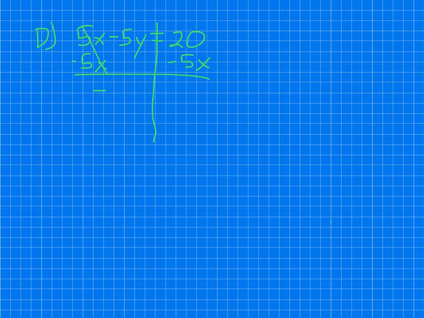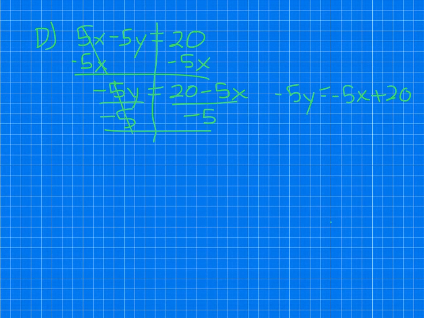We will have -5y left over, and we have 20 minus 5x. We could also write that as -5y equals -5x plus 20. We can rearrange them as long as the signs for each term stay the same, the 5x negative, the 20 positive. And then we divide by -5.